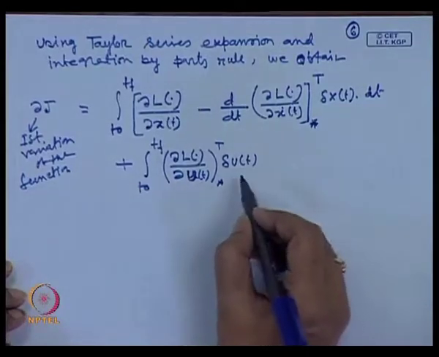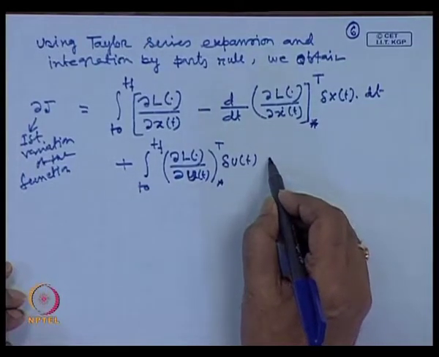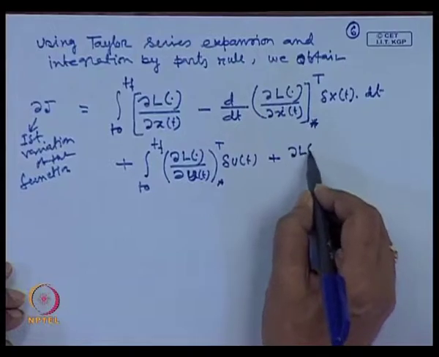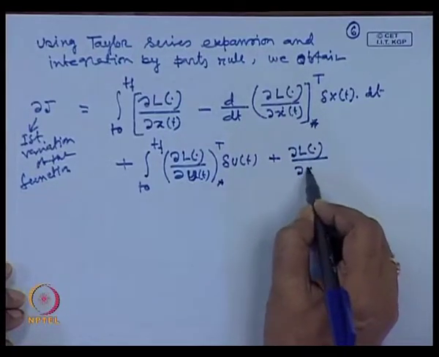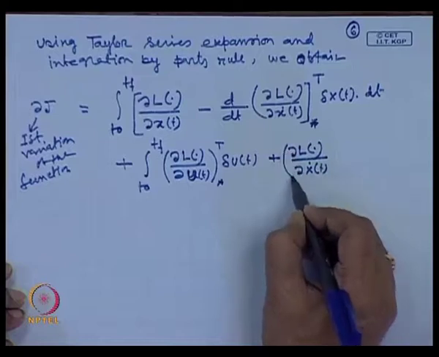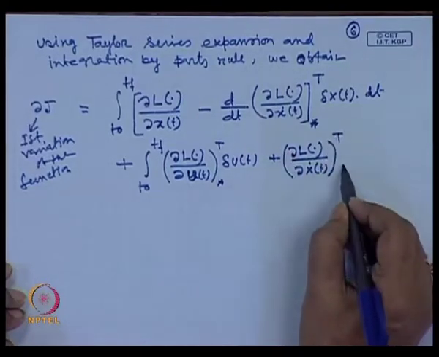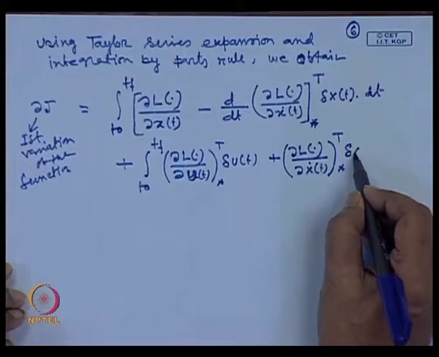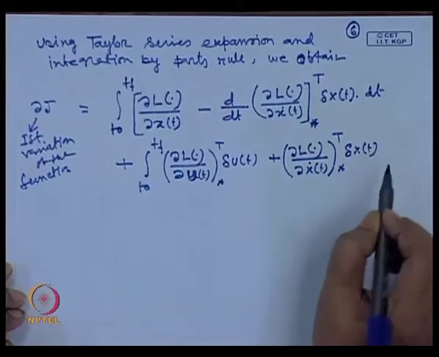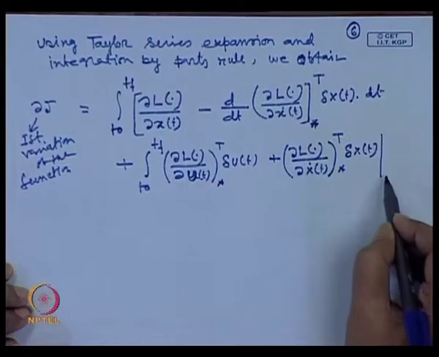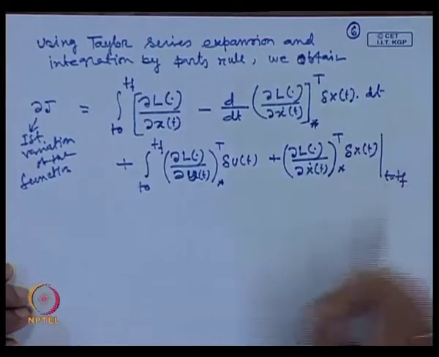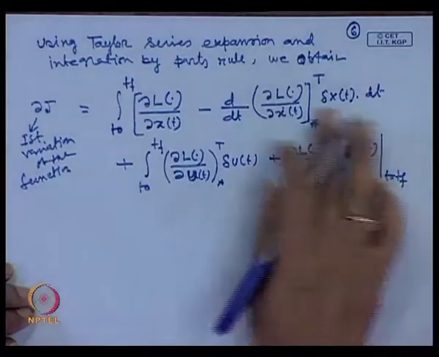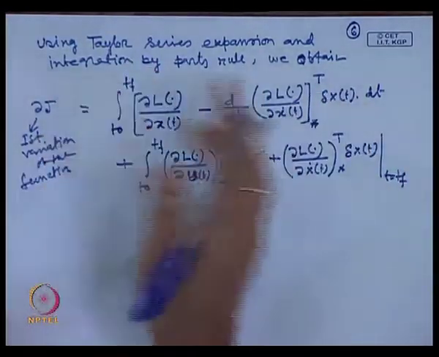So, this plus del L by del x dot of t whole transpose star delta x of t, agree, at t equal to t f. We have derived this by Taylor series expansion and substitution, and you will get this expression.